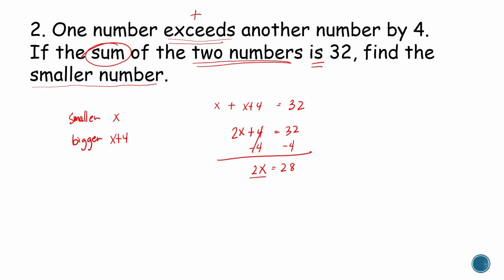Right? Then divided by 2. X equals 14. Now x is our smaller number. The bigger number, add 4 to that, which is equal to 18. Let's check. Smaller, which is 14, bigger is 18. You add the 2, which is the sum. That equals 32. Now let's answer what is being asked here. Find the smaller number. And obviously that is 14.